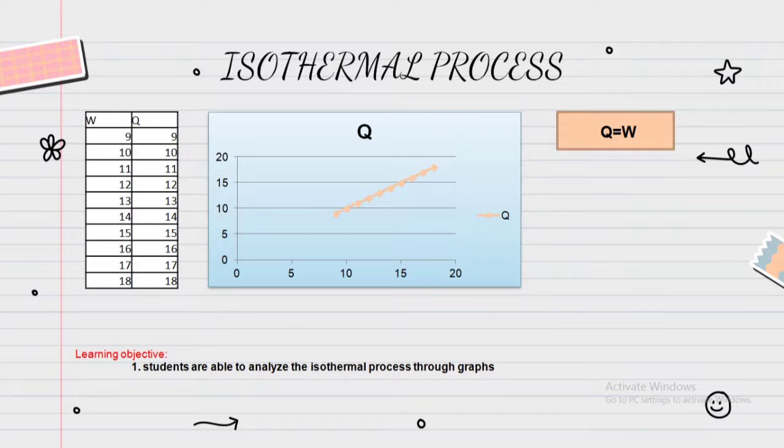The next topic that I will explain is isothermal process. In an isothermal process, Q equals W. Examples of samples used: where Q is 9, then W equals 9, and Q is 10, then W equals 10, and so on. So we can see in the picture, the graph is moving up constantly.